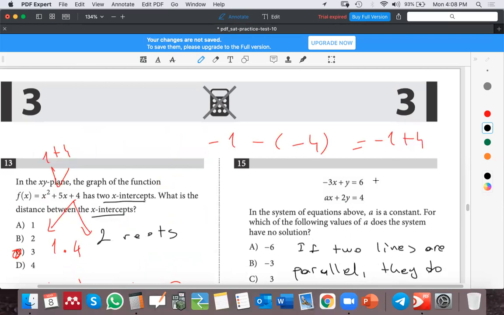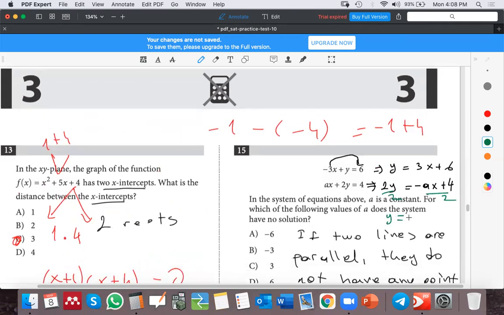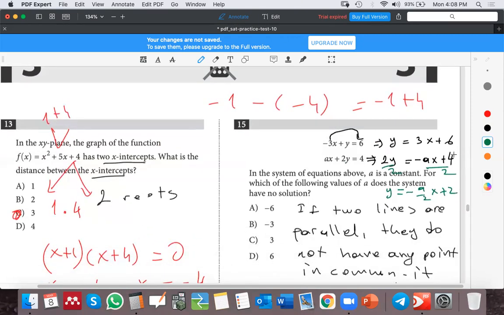So I should express y alone. y is equal to 3x plus 6 when I take the 3x here. And here, 2y is equal to negative ax plus 4, but I need only y. So division by 2, y is equal to negative a over 2 x plus 2. So how can I make the slopes equal? The slope here is 3, the slope here is negative a over 2. So they are equal. And then cross product, 6 is negative a, so a is negative 6. So as I told you before.